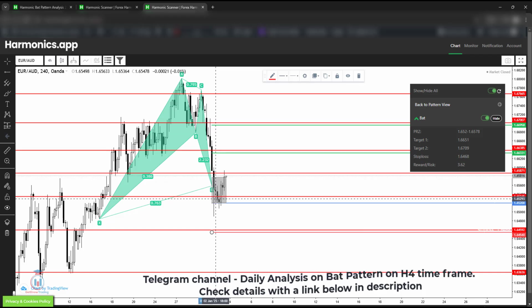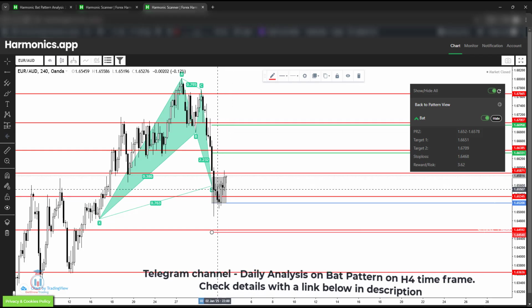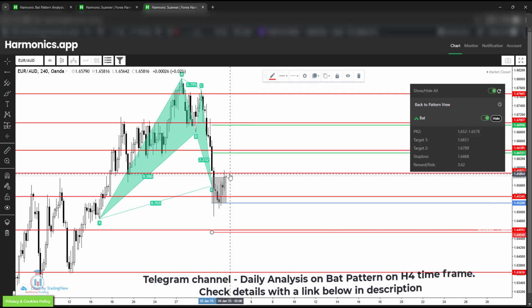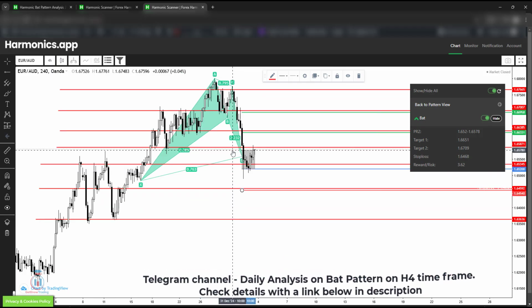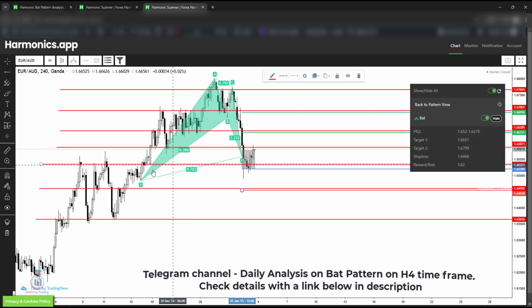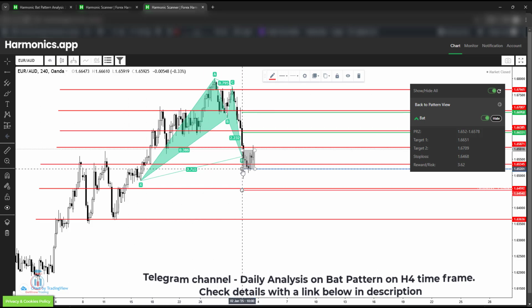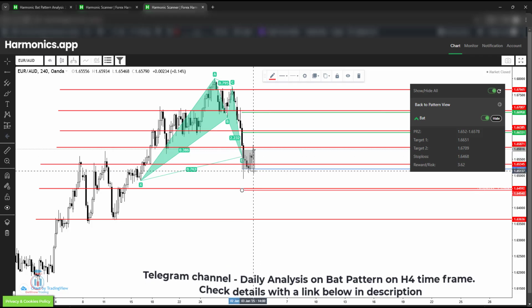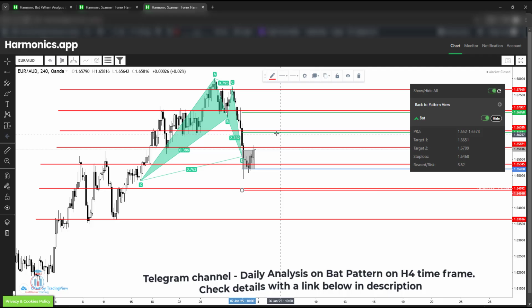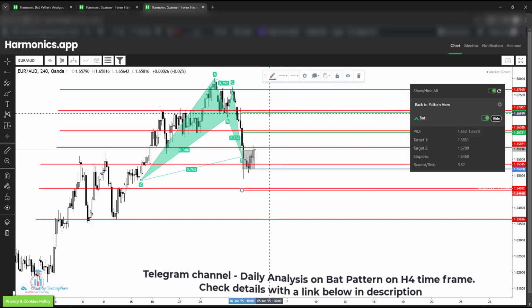For now, we can see that the price has bounced from this area of the entry level, and it is heading to the first area of resistance. If it is broken, the first take profit could be reached. So this bullish Bat pattern is in line with my technical analysis, so I'm inclined to see it as valid and successful, which means reaching the first take profit and especially target 2.